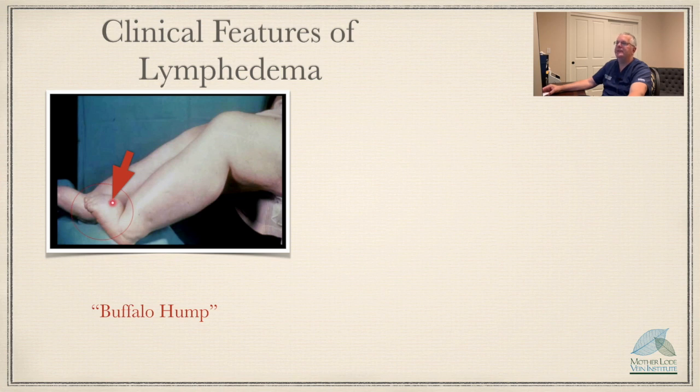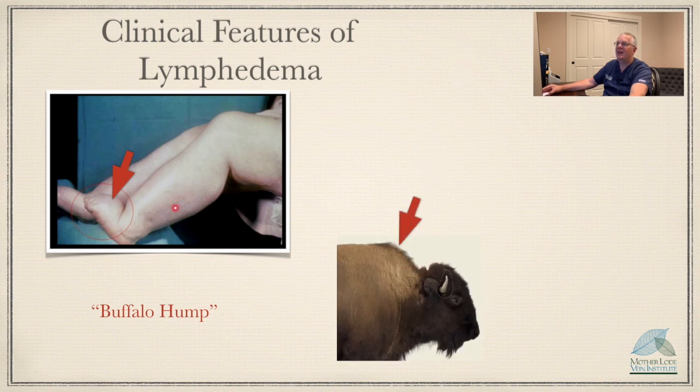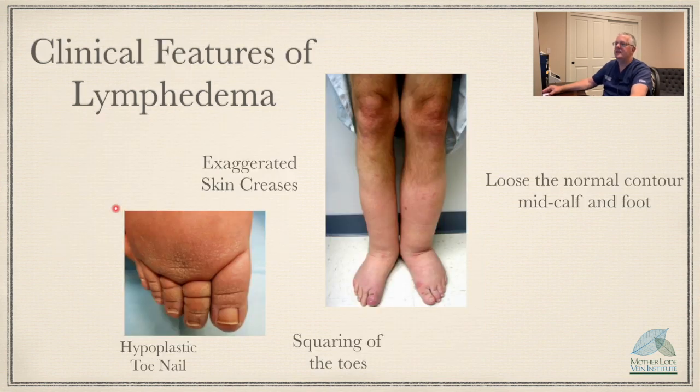There's a staging system. Stage 1 is earlier. Stage 3 is bad. If you've heard of people who have elephantitis, that's stage 3, the worst, and I'll show you some pictures of that. As it gets worse, it goes from stage 1 to stage 3. These are typical pictures of lymphedema. They have this buffalo hump sign. The theory is that fluid accumulates in the dorsum of the foot, and it looks like a buffalo hump, so that's what we call a buffalo hump.